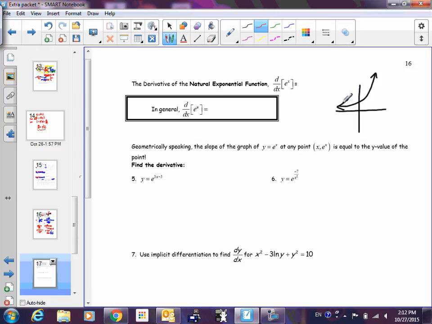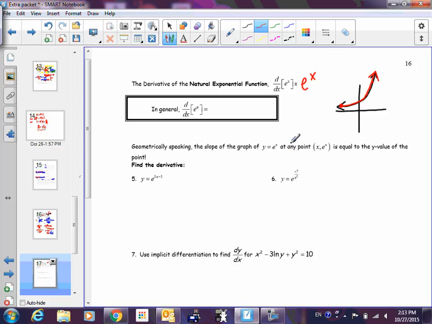But what is the derivative way off here to the left? Like, that's pretty dang flat. So I would say the derivative, or the slope, is close to 0. And what happens as x increases? The slope also increases. And it just so happens that it is the exact same graph. Derivative of e to the x is e to the x. Okay, it's just a wonderful coincidence of life.